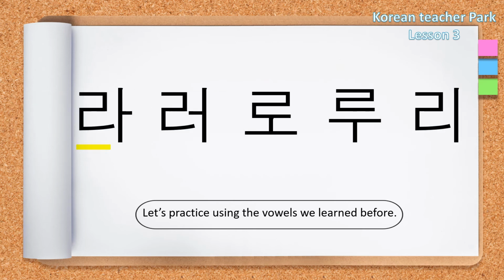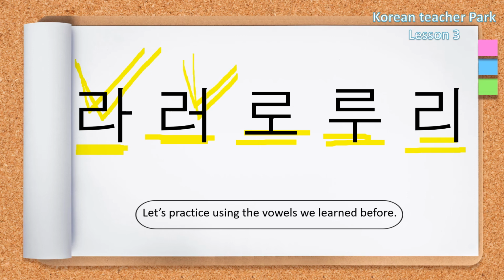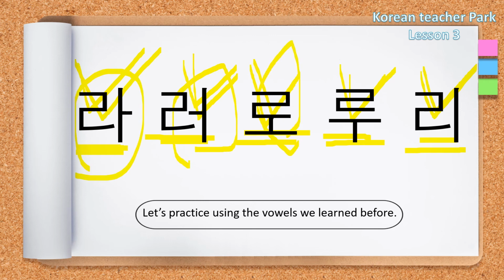Last, la, la, lo, lo, lu, lu, li, li. It's the L sound. Again, la, la, lo, lo, lu, lu, li, li. La, lo, lu, li. 라러 로루리.